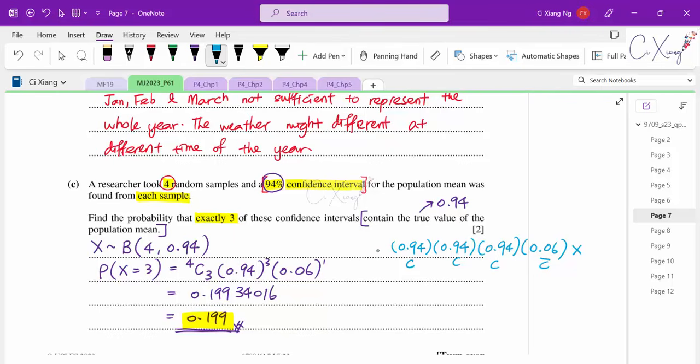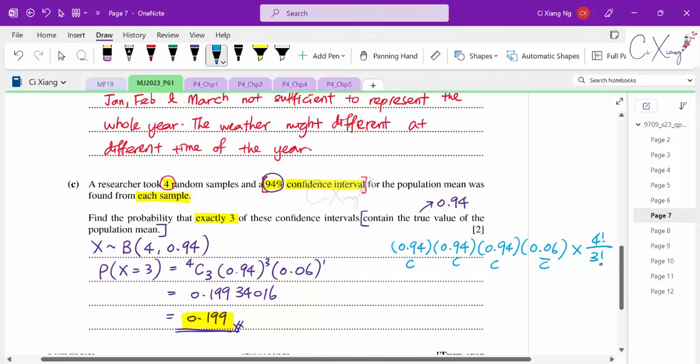So to arrange these 4 samples, it should be 4 factorial divided by 3 factorial, because the 3 samples that contain the mean look the same. They are identical, therefore you have to divide by 3 factorial. You can also do it this way, but for me, if I want to answer this question in a more straightforward way, I feel that the binomial distribution will be easier and more straightforward. So you have to learn how to identify a question that belongs to the binomial distribution. Right, so this is basically how we answer question number 4.